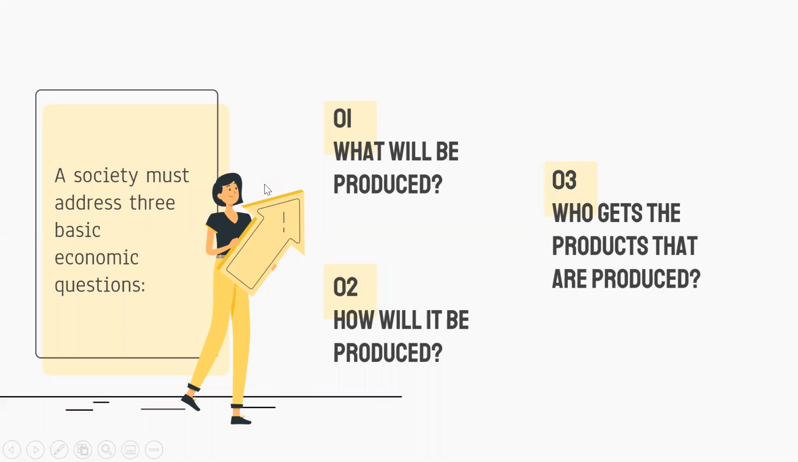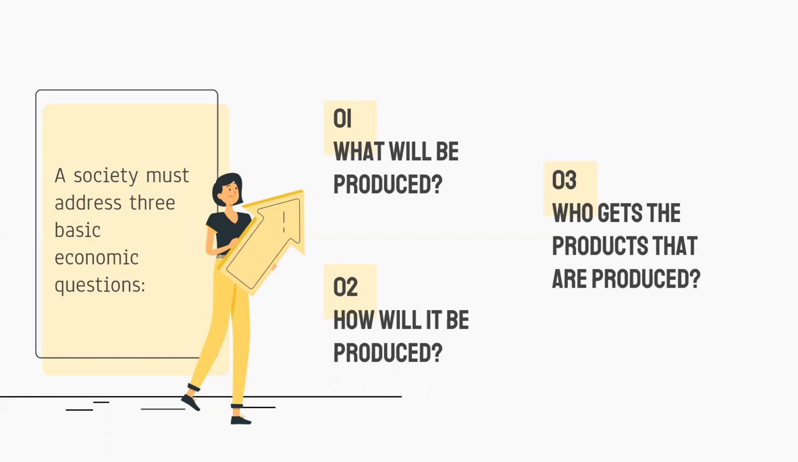We also saw the 3 economic questions that every society must answer in this specific order. The first one is, what will be produced? We have to determine, do we plant rice? Do we produce cell phones? Do we live off of tourism? That depends on the society.